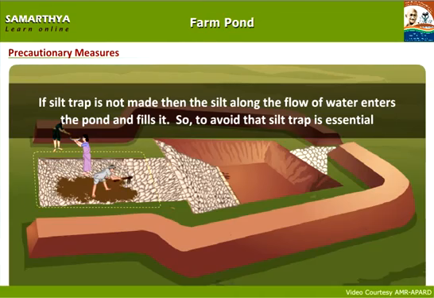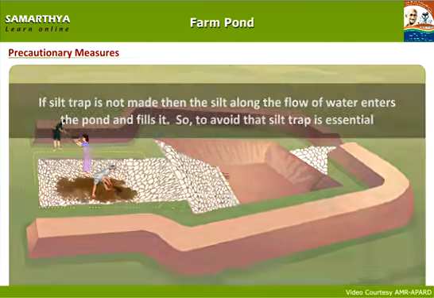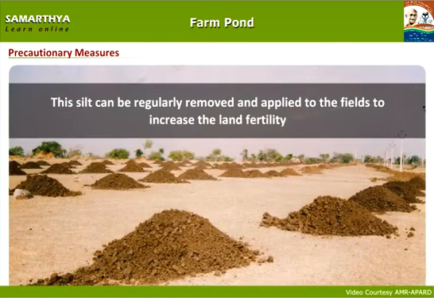If silt trap is not made, then the silt along the flow of water enters the pound and fills it. So, to avoid that, silt trap is essential. This silt can be regularly removed and applied to the fields to increase the land fertility.